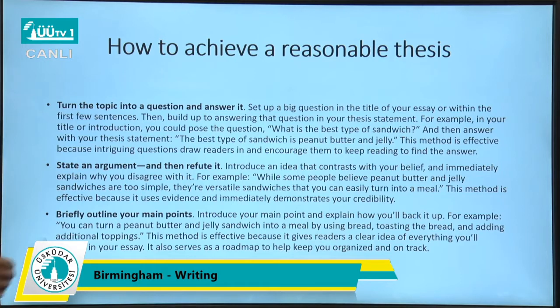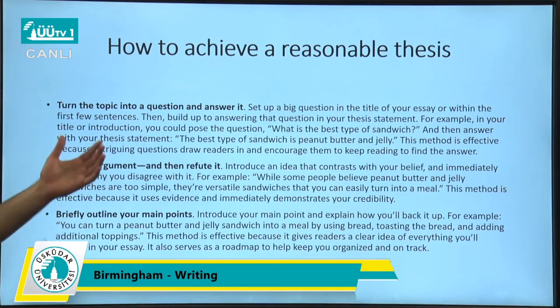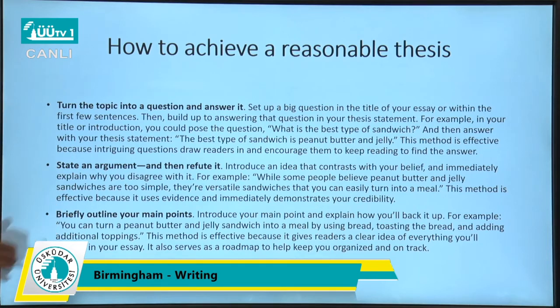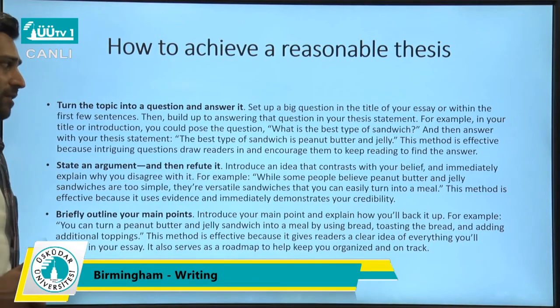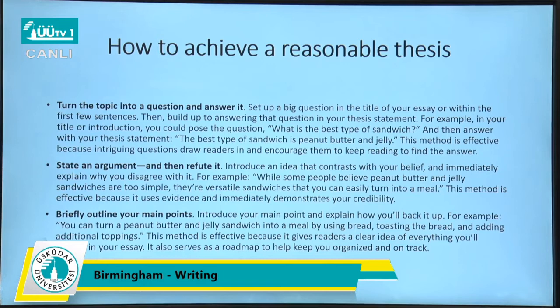So by this one, probably your reader is going to guess or predict what your topic is going to be about. So the second stage of outlining a thesis is to state an argument and then refute it. Refute here means to reject the idea, to deflect the idea, to disprove what the thesis is claiming. For example, if the thesis is saying that the best type of sandwich is probably peanut butter and jelly, you're going to disprove it, you're going to add ideas, you're going to support your stance or position against the topic. So, you introduce an idea that contrasts with your belief and immediately explain why you disagree with it.